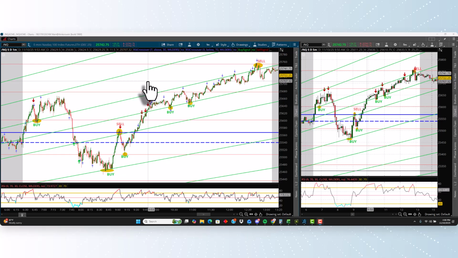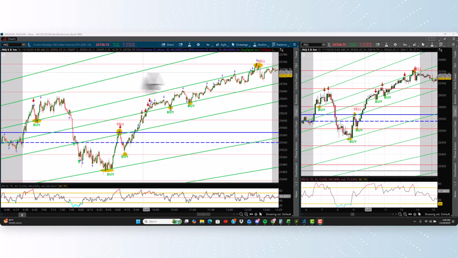Today is Monday, November 10th, and we're going to be covering the NQ chart today. I mainly traded off of NQ. On the right side, you could see it's the 5-minute chart, and on this one here, this is the 1-minute chart of NQ.